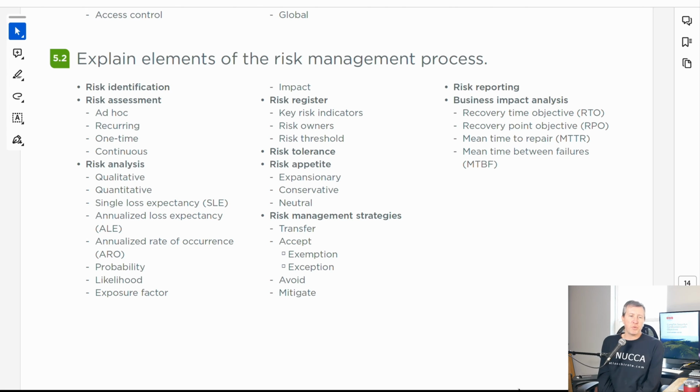Subdomain 5.2, we want to explain elements of the risk management process. Again, if you've got a background in project management, these should come pretty easy to you. There's a lot of overlap with the project management world when it comes to analyzing and handling risks. So here we'll talk about things like RTO, RPO, MTTR, and MTBF. That's our recovery time objective, recovery point objective, mean time to repair, and mean time between failures.